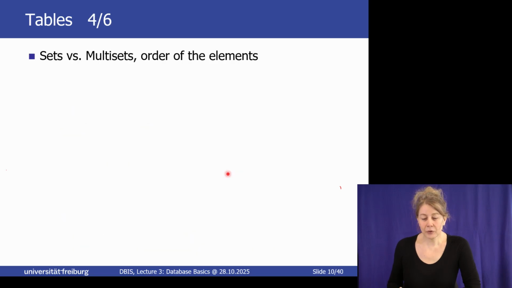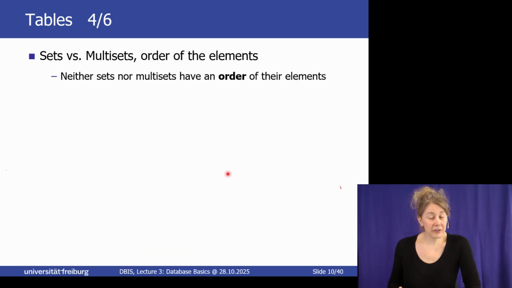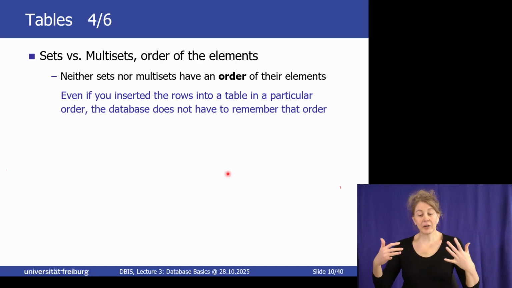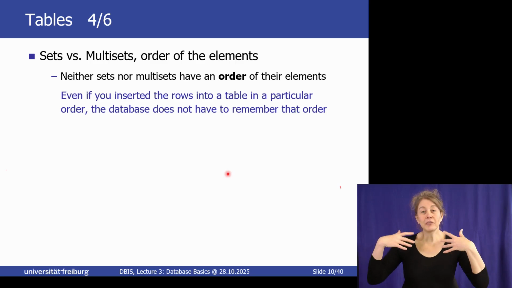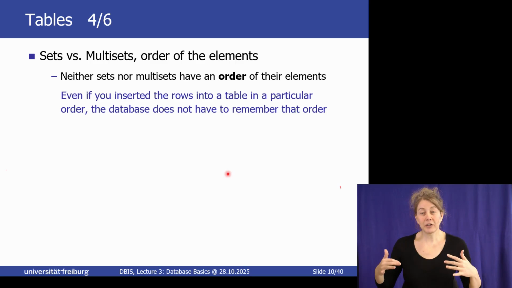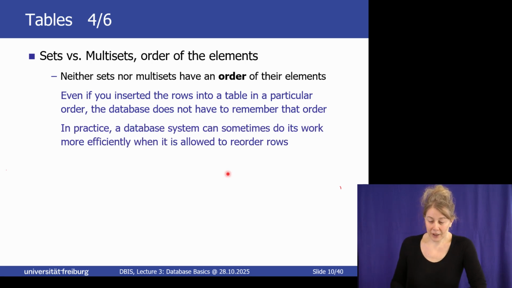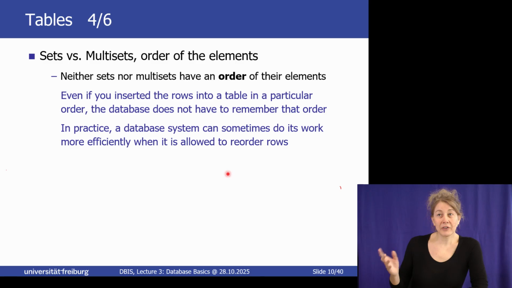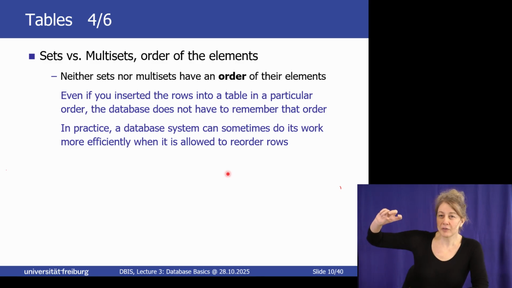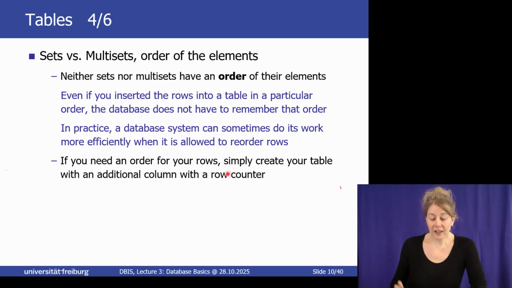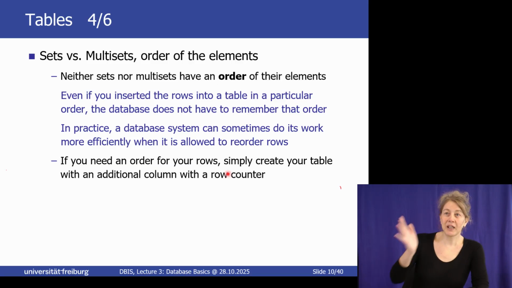Let me just continue. Neither sets nor multisets have an order, which is also something important to understand. Even if you insert the rows into the table in a particular order, the database can store them in any order. So you have no concept of order in a table. In particular, sometimes the database says, actually if I sort them this way or that way, I can do my work more efficiently, and the database can do that. If you need an order of your rows, simply add a column.